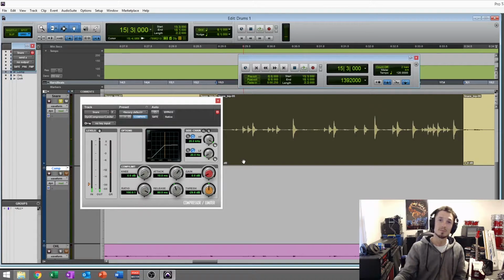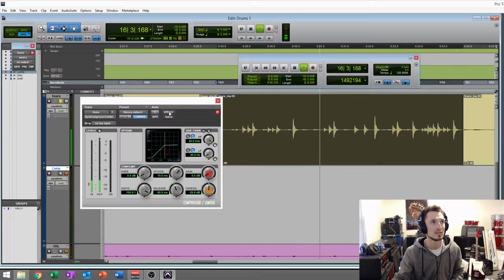Right, now you might have noticed predominantly that the tonality of the snare changed. Let's listen back to that. Brings out some different sounds.